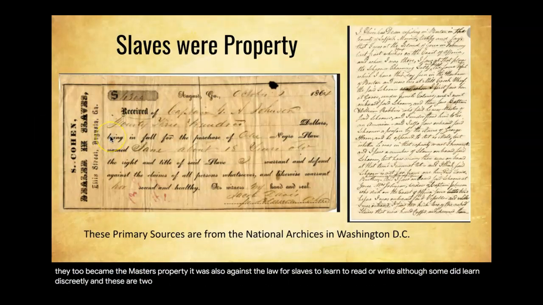And these are 2 primary sources from the slave trade. These sources can be found in the National Archives in Washington, D.C.